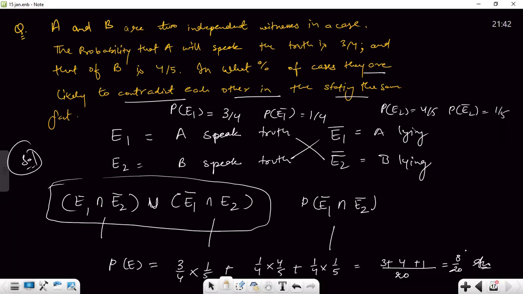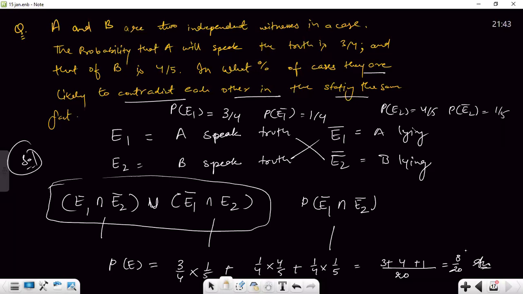Yes. Two people can contradict when both of them are lying, or if one is speaking the truth and another one is lying. These are the only two scenarios and conditions I can think of in which two people will be lying and contradicting basically.